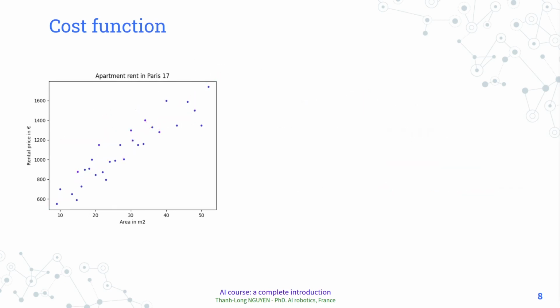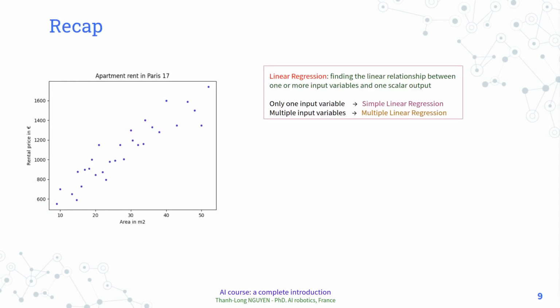Now I would like to give you a recap as follows. Linear regression is the task of finding the linear relationship between one or more input variables and one scalar output. Especially, if there is only one input variable, the problem is called simple linear regression. Otherwise, if there is more than one input variable, it is called multiple linear regression. In our use case example, there is only one input variable, as you see, the input area of apartment. So, this is absolutely a simple linear regression problem.